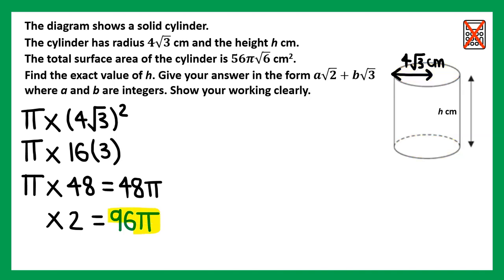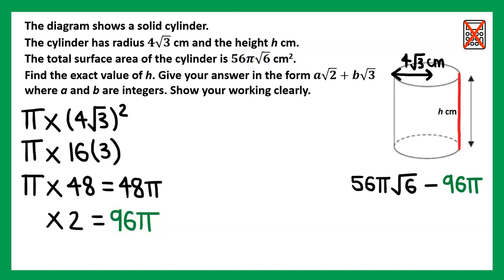Working backwards, I'll need to take the area of the circles away from the total surface area to leave me with the area of the curved rectangular face around the middle. So that would be written as 56 pi root 6 subtract 96 lots of pi.